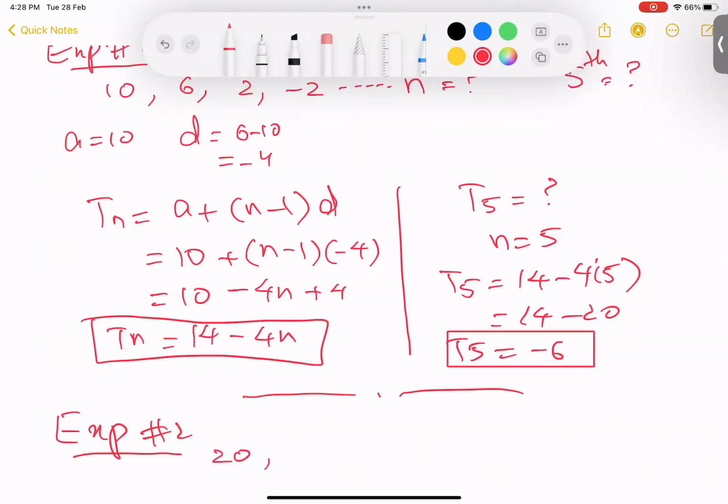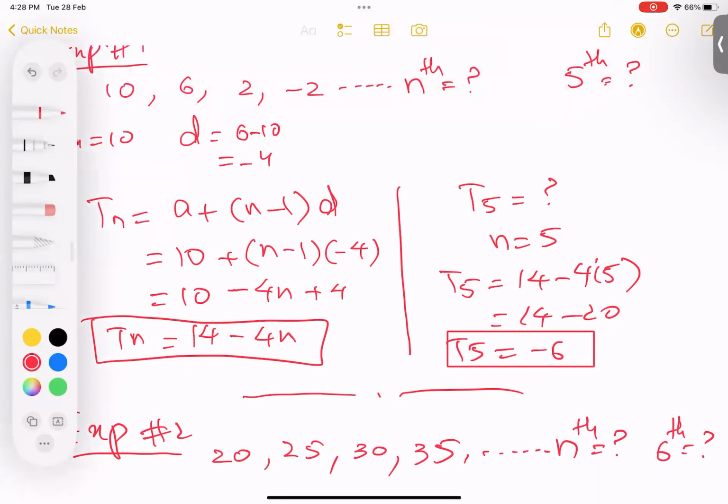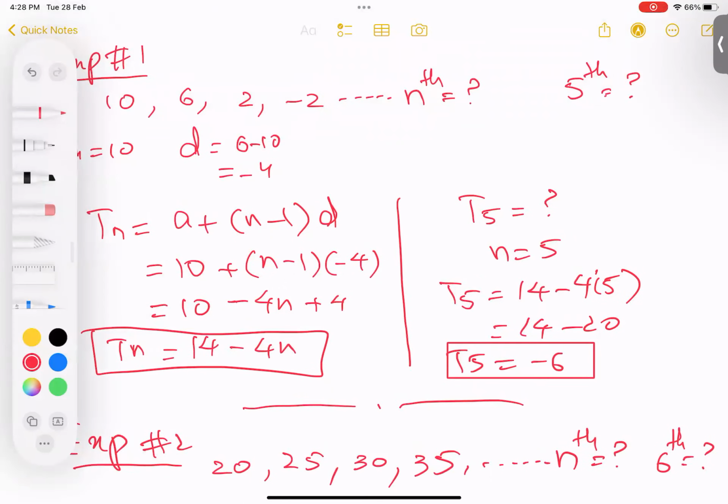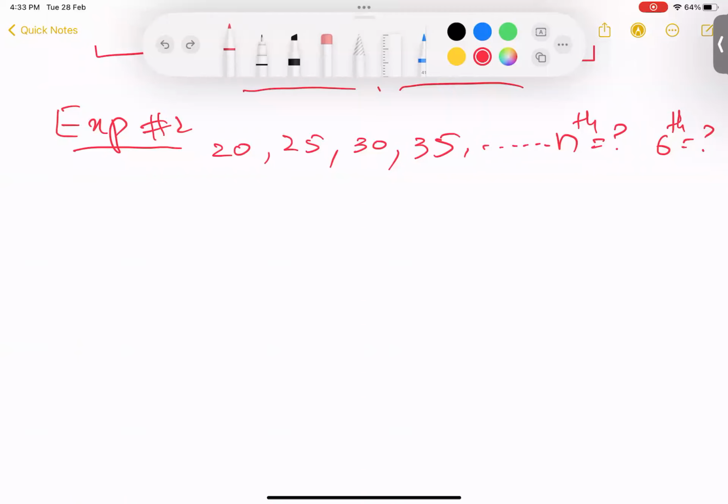20, comma 16, or I change it, not subtract but adding, okay. Let's say I get 25, then I get 30, then I get 35. And what is your target? Number 1, find out the nth term, and number 2, find out the 6th term. So 2 jobs you have to complete now, and make sure this is an arithmetic progression. Take your time, please. Now I'm going to discuss this question.